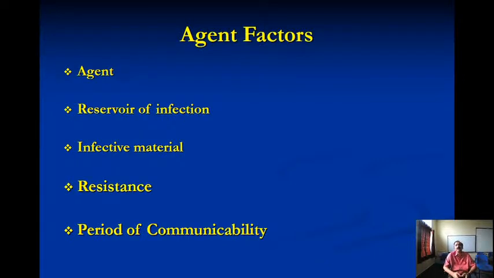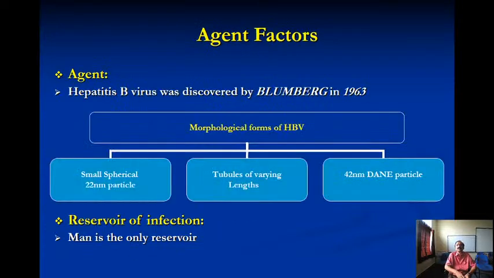So what are the factors which we have as far as this is concerned? The agent is hepatitis B virus. It was discovered by Blumberg in 1963, and as you are well aware, you have done microbiology, you can tell me more about it. The hepatitis B virus has a small spherical 22 nanometer particle. It has tubules of varying lengths, and it has a 42 nanometer Dane particle.